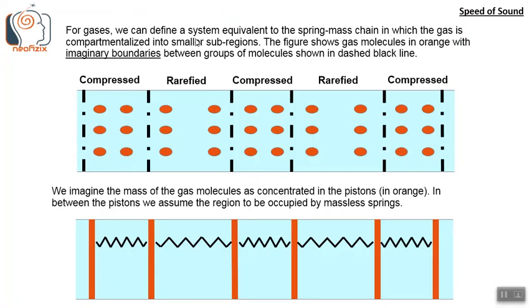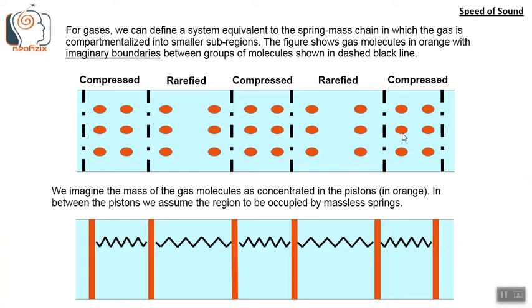For gases, we can define a system equivalent to the spring mass chain in which the gas is compartmentalized into smaller subregions. The figure shows gas molecules in orange, in this top figure, with imaginary boundaries between these groups of molecules shown in dashed black line. So one region is compressed, it is a smaller region, one region is rarefied, it is a bigger region, the volume is bigger, and so on.